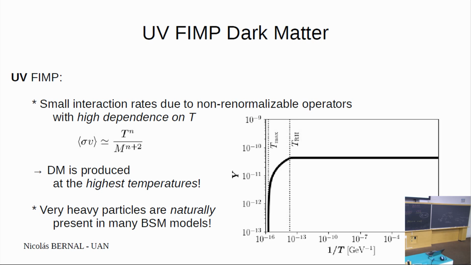So, in this case, when this FIMP happens in the UV, the bulk of the dark matter is produced at the highest temperature of the universe, for instance the reheating temperature or something like this. And one thing here, we don't have a very small coupling. However, the small interaction rates are due to this heavy particle, heavy mediator, if you want.